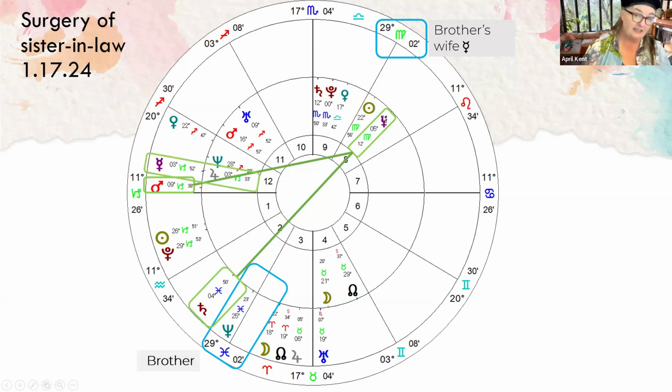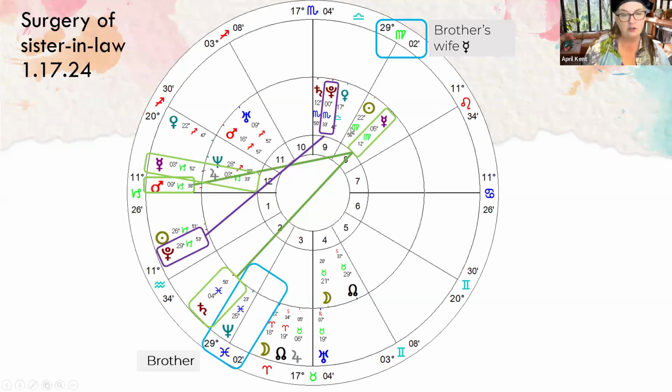Now, Mercury, again, an important planet related to his brother's wife, is by transit sitting exactly on Jupiter on the day of this surgery. And it ended up going okay, but it was one of these Jupiter situations where it's a good thing they got in there because they might have avoided a worse problem. The jury is still out, you know. But Mercury with Jupiter can suggest that as well.